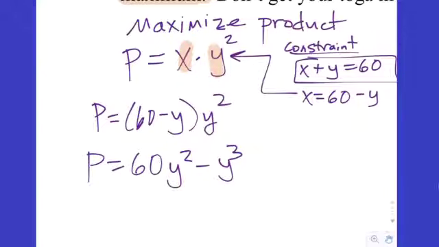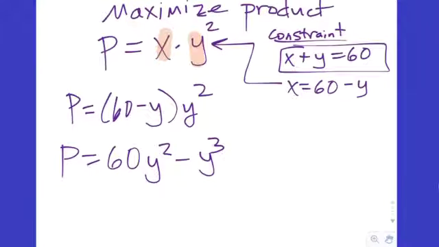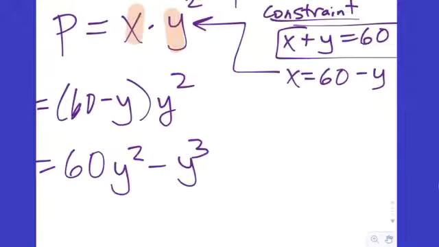Okay, now here's kind of an important part. This is a cubic polynomial. What's the domain of a cubic polynomial? All real numbers. We're not allowed to use all real numbers here because we have a mathematical model that represents a real life situation. So we need to come up with a relevant domain.